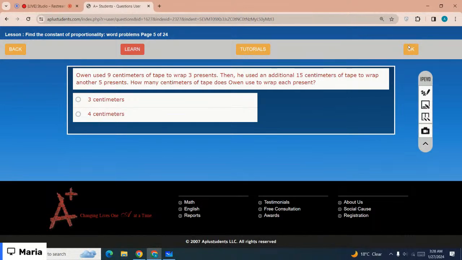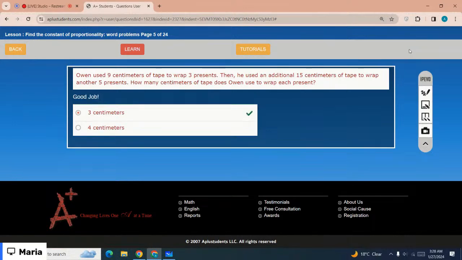Which option is the correct one? Yes, the correct option is 3 centimeters, right? The constant of variation here is 3 centimeters. Option 1 is the correct option. Very good.